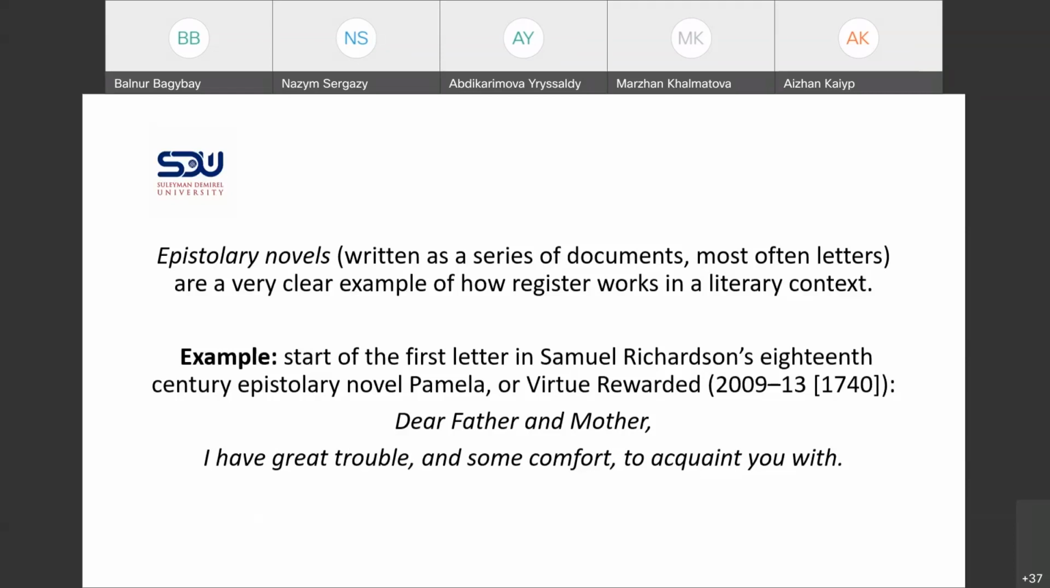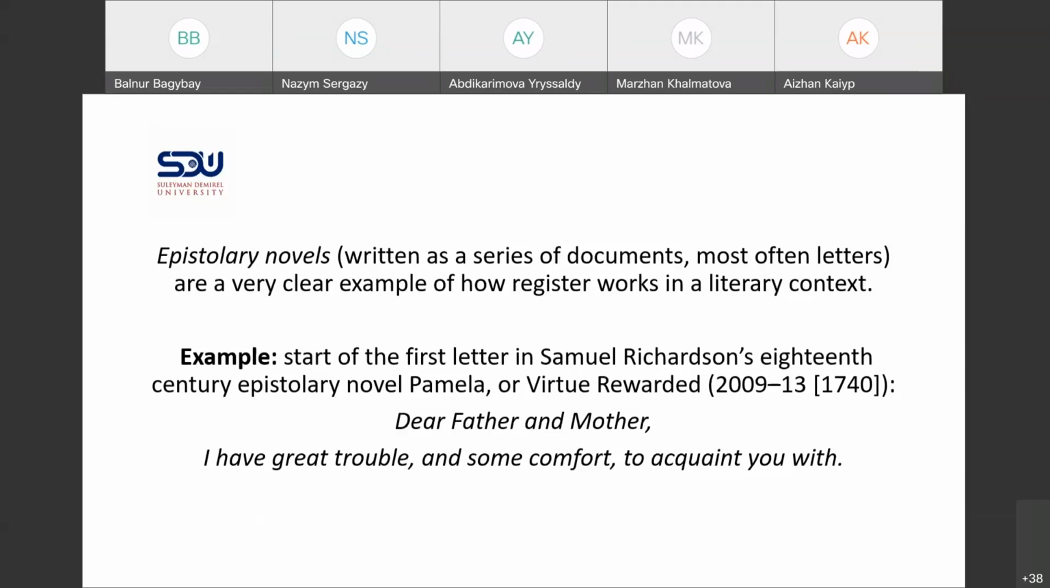Usually, instead of writing "to acquaint you with," nowadays, in normal, not high culture language, we say "to tell you about something," or to inform you about something. So this is a kind of high culture tone, high culture register. As you may see, historical novels demonstrate in a very nice way the different registers.